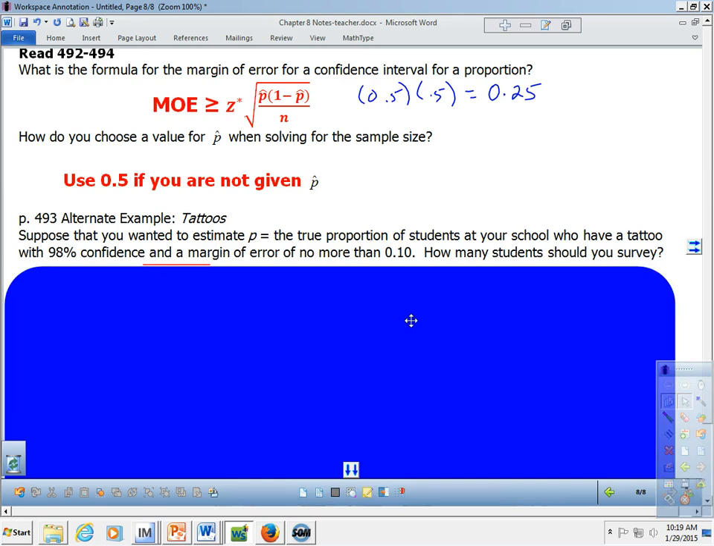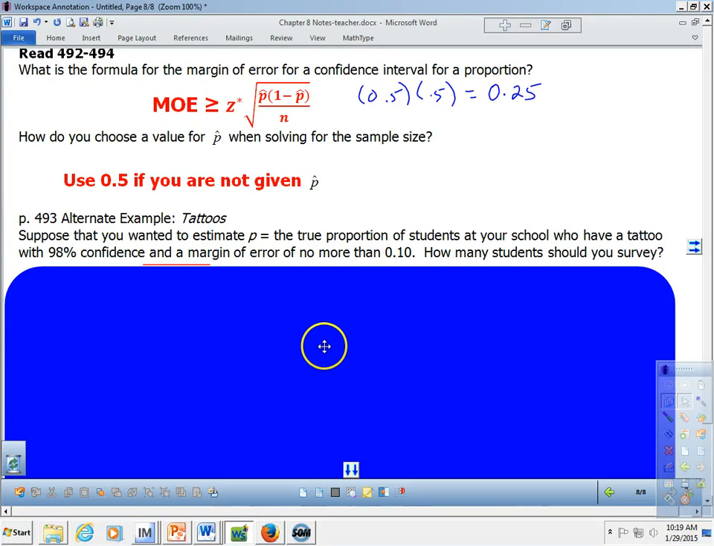So suppose you wanted to estimate P, the true proportion of students at your school who have a tattoo, with 98% confidence and a margin of error of no more than 0.1, right? You want to be within 10% either way, okay? How many students should you survey, okay? Well, 98% confidence suggests its own critical value, Z star.